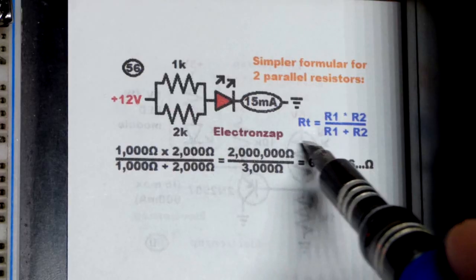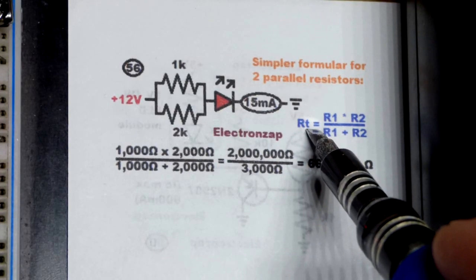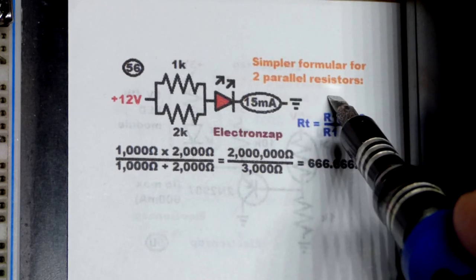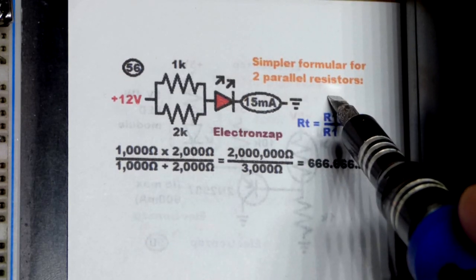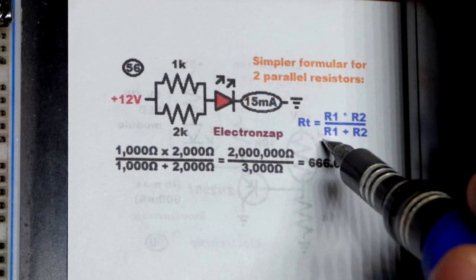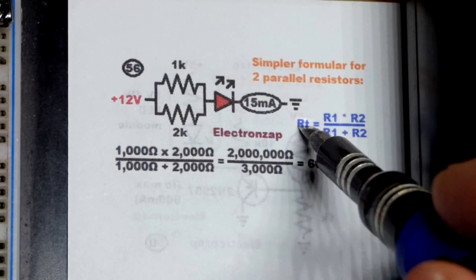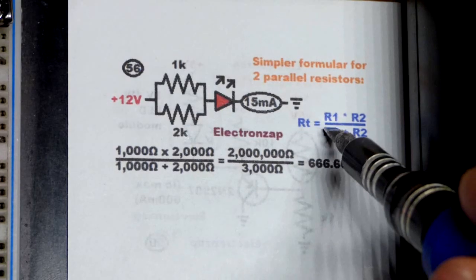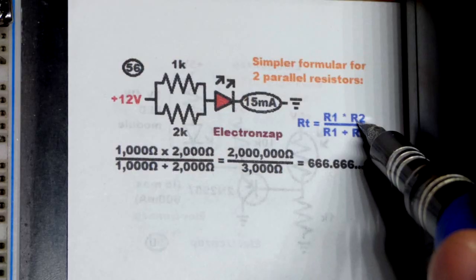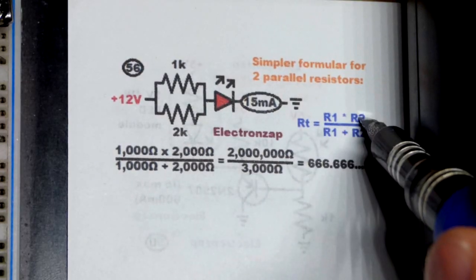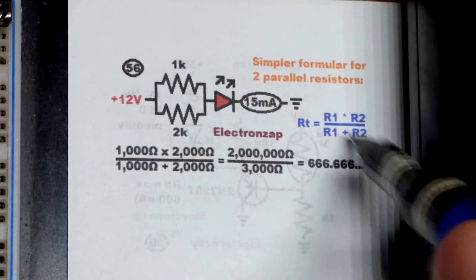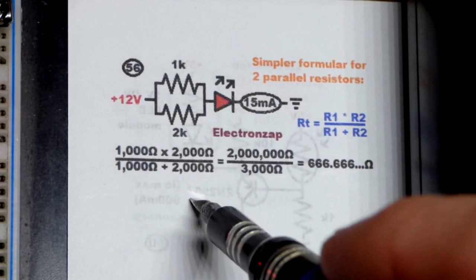And again, the math isn't too hard on this one, but if you want to use the official formula for 2 parallel resistors (if you've got 3 or more, there's a different formula, but this is the simpler formula made for 2 resistors), the equivalent resistance will be resistor 1, so we're going to use 1K for that, times resistor 2, 2K right there. And then you take that number and divide it by resistor 1 plus resistor 2. So I did the math right there.